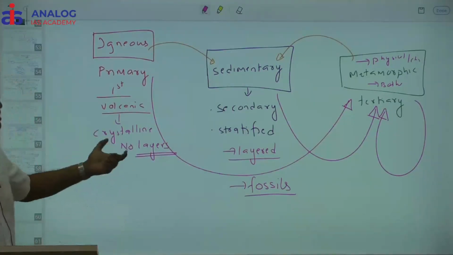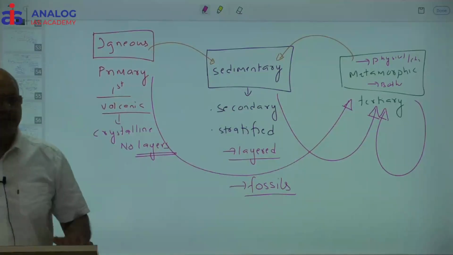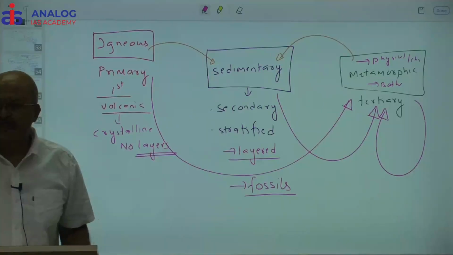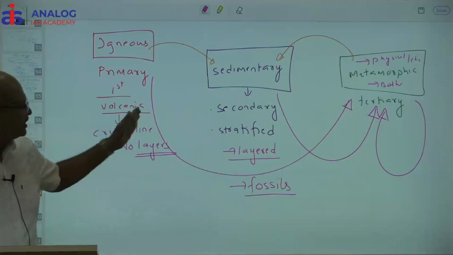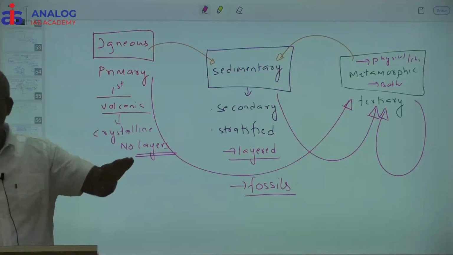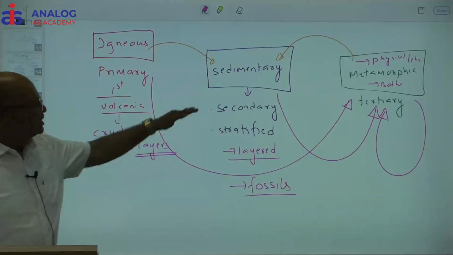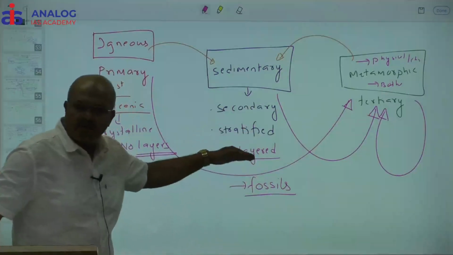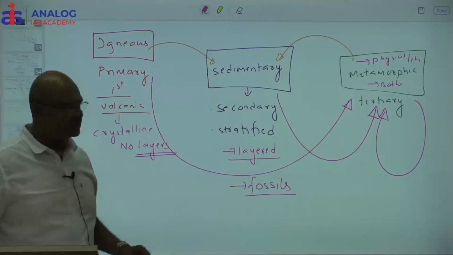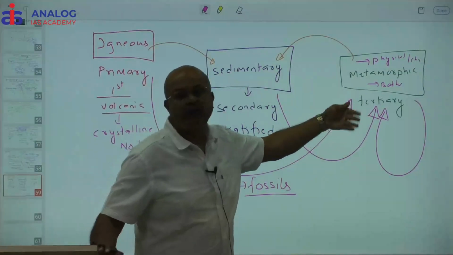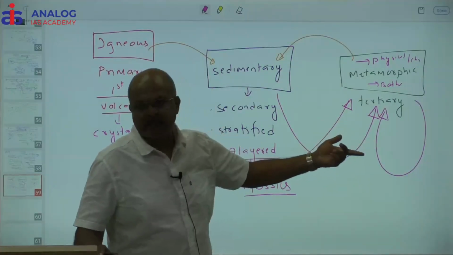Because igneous means, igni means fire. And if a temperature of 1000-2000 degrees is there, then all the dead plants and animals will burn off. So hence igneous rocks will not have any fossils. They are crystalline rocks of different sizes. Sedimentary rocks, stratified rocks, with the fossils, layered rocks.